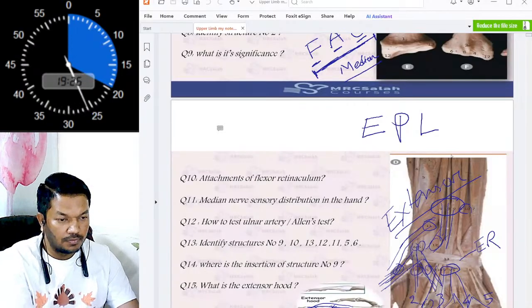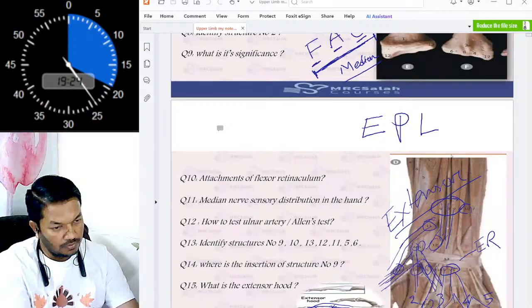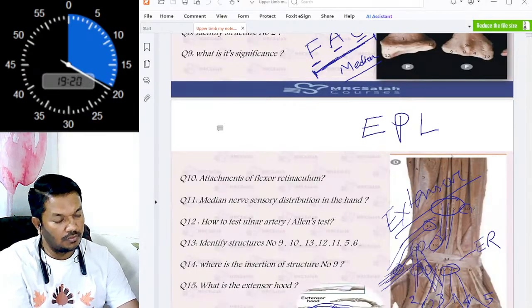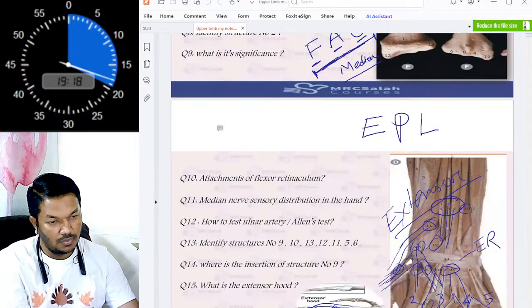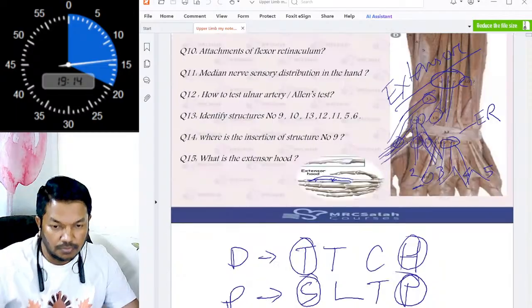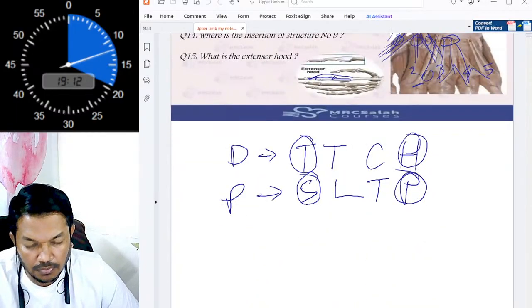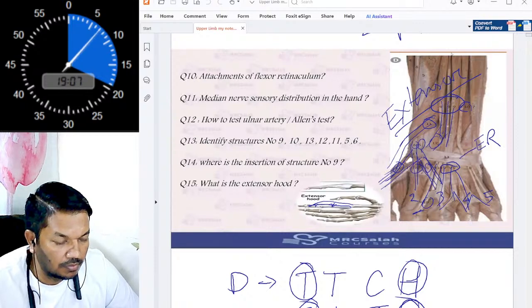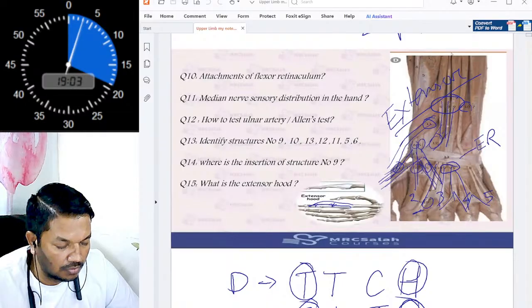Extensor expansion is on the middle and terminal phalanges of the second, third, fourth, and fifth fingers. Extensor hood is the triangular aponeurosis on the dorsum surface of the hand through which the extensor muscle tendon inserts into the phalanges.